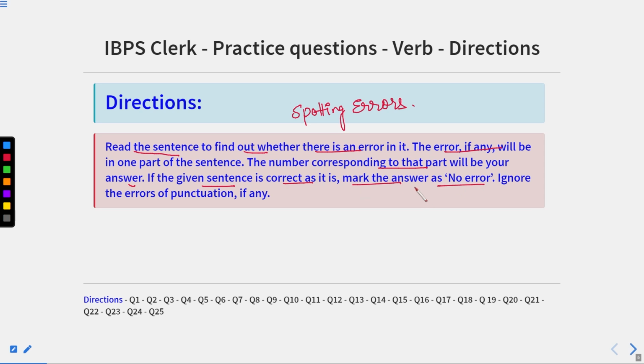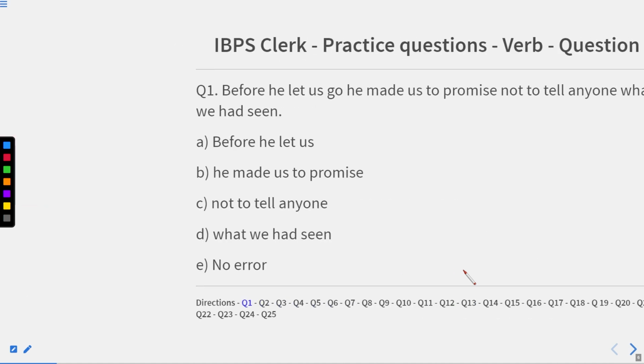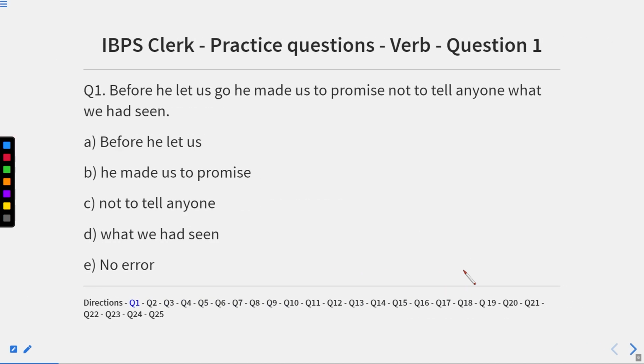It means if the sentence is entirely correct, absolutely correct, and there is no error in it, then there will be an option given to us that is no error, and that we have to mark. Ignore the errors of punctuation. It means if there is any grammatical error, especially related to non-finite verbs, that we have to mark. And if there is any punctuation error, we should ignore it. Now let us begin these questions.